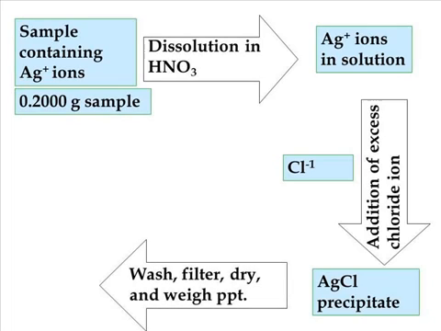You will then filter, dry, and weigh the precipitate. And from that mass, you will figure out the percent silver in the original 0.2000 gram sample of alloy, not the percent silver in silver chloride.